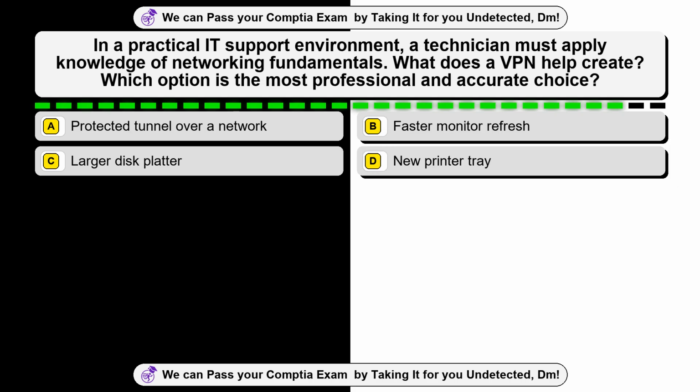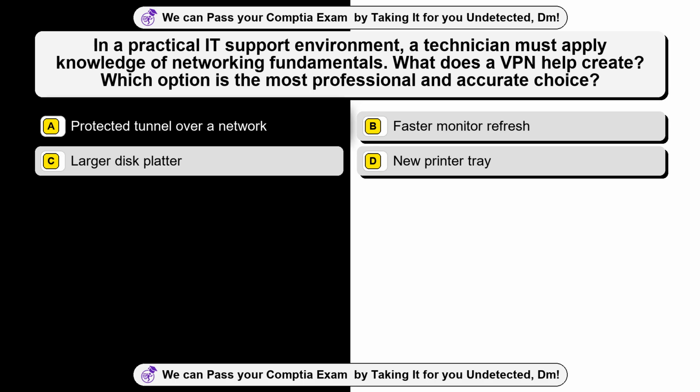Question 16. In a practical IT support environment, a technician must apply knowledge of networking fundamentals. What does a VPN help create? Which option is the most professional and accurate choice? Option A, protected tunnel over a network. Option B, faster monitor refresh. Option C, larger disk platter. Option D, new printer tray. The correct answer is option A, protected tunnel over a network.